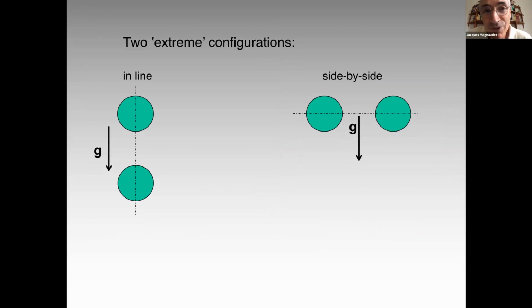And so, of course, considering two bubbles, there are two extreme configurations. One is the inline configuration in which the line of centers is aligned with gravity, and the opposite one is the one in which the line of centers is orthogonal to gravity. This is a side-by-side configuration.